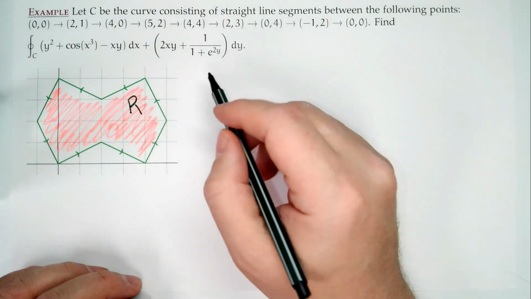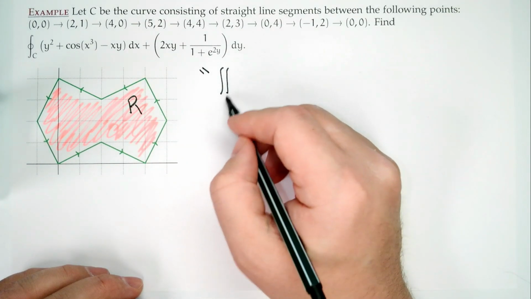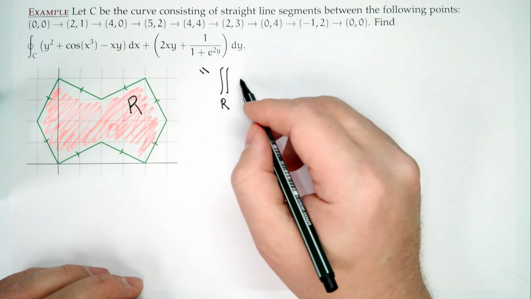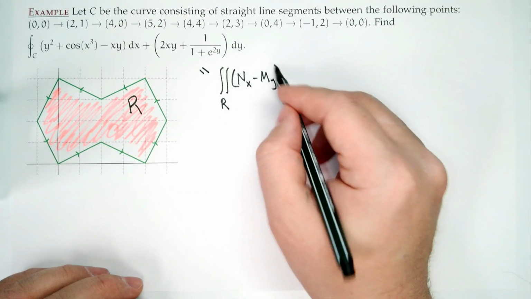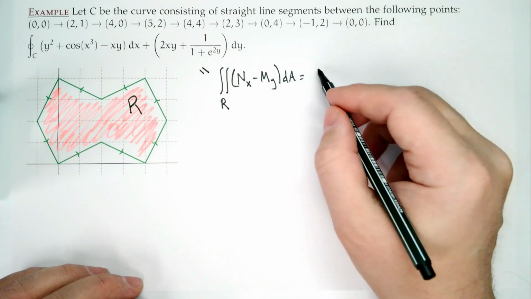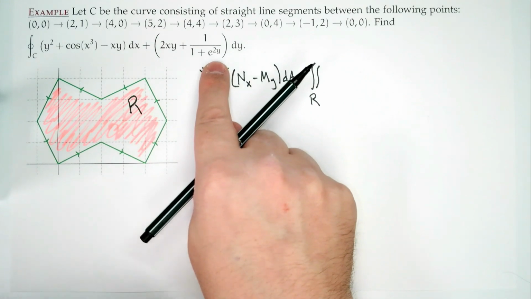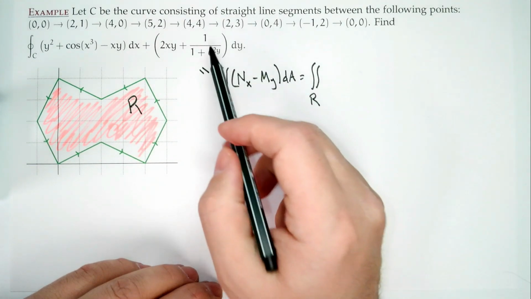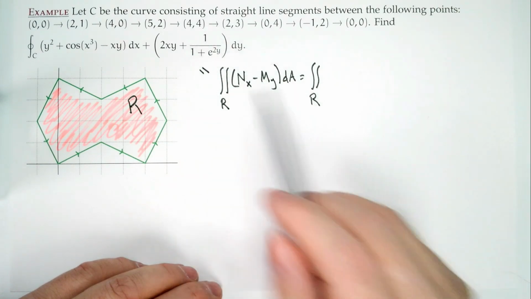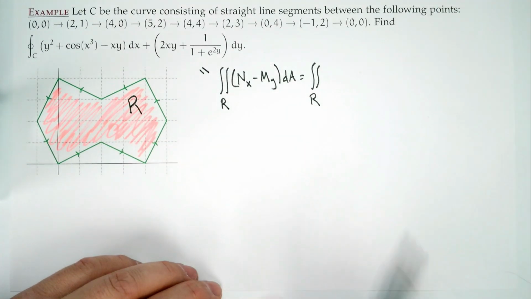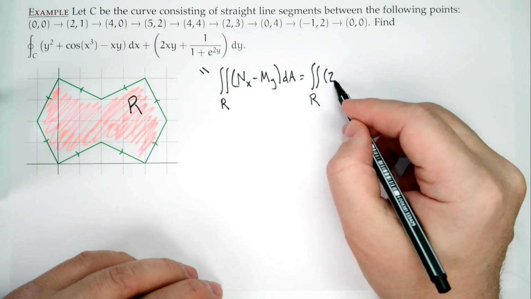All right, so applying Green's theorem, this is going to be the integral over our region of N sub x minus M sub y dA. So that means, recall, take the derivative of the second term with respect to x. And the good news is that did not look very fun to integrate, but because we're taking the derivative with respect to x, gone. Take the derivative of this with respect to x, and we're going to get 2y.